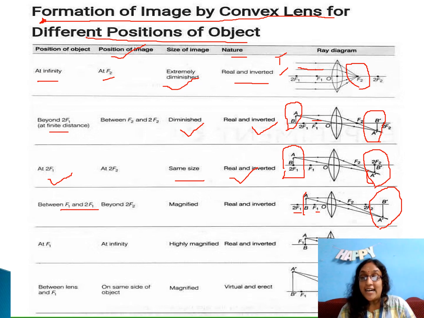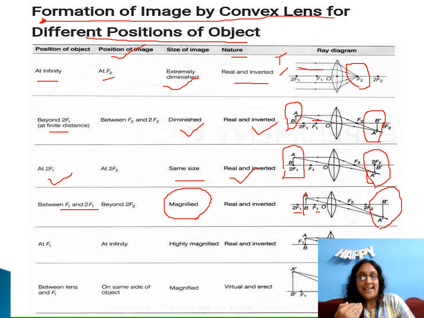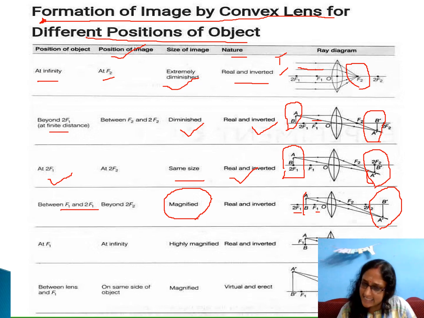Okay. So here the size of your image is changed from diminished to magnified. It is slowly getting into your eyesight, I can tell. Okay, so it is magnified. But even though it is magnified, it is still real and inverted. Got it? It's still real and inverted.